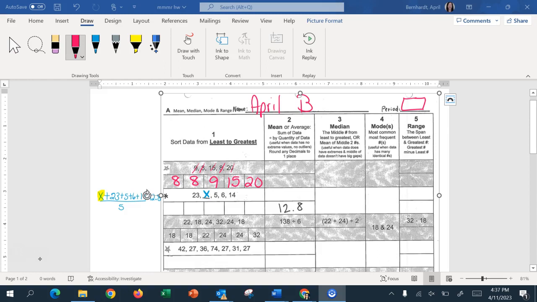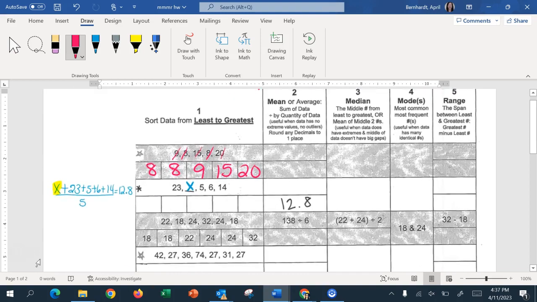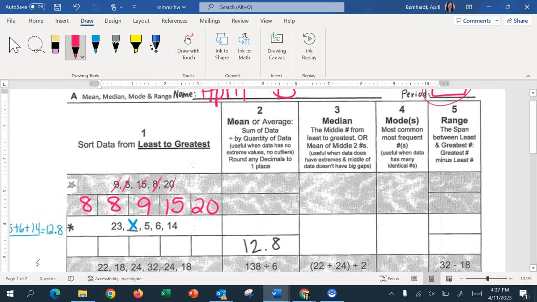So first things first, please make sure that your name is up at the top and what hour you have math. So quick, do that now. And let's begin with this first example.